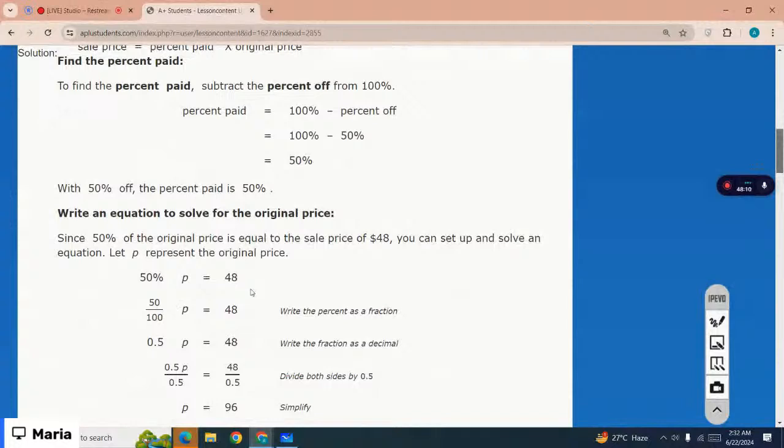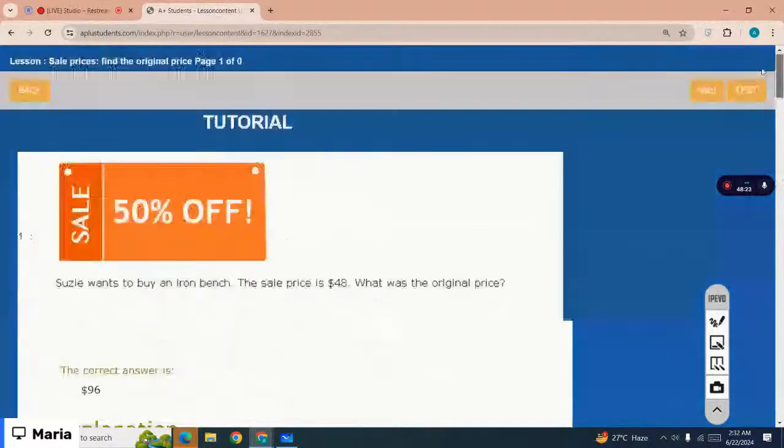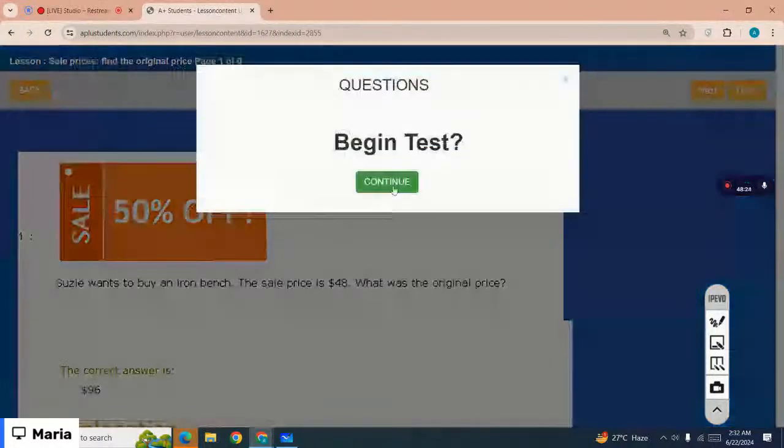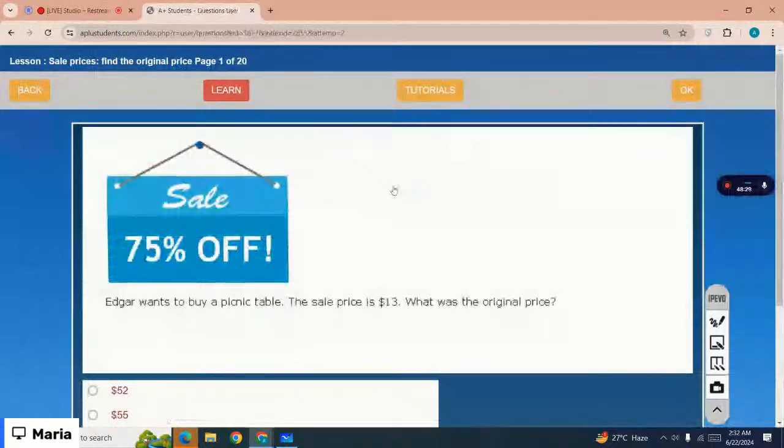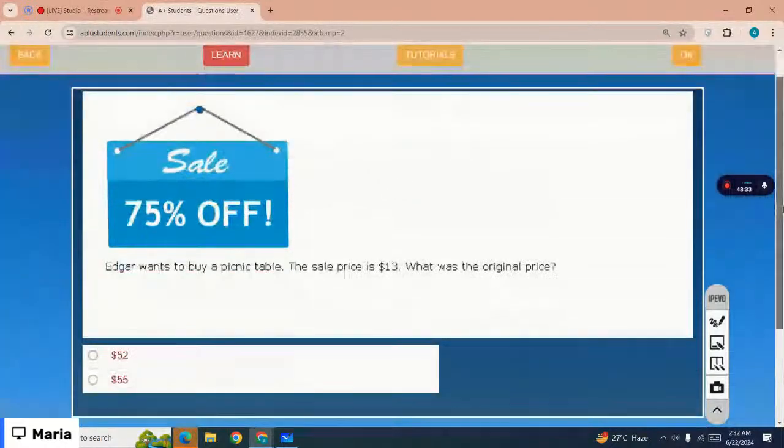Okay, let's just start with the test questions. Agar wants to buy a picnic table. The sale price is $13. What was the original price, right?